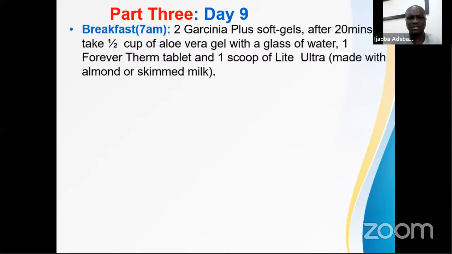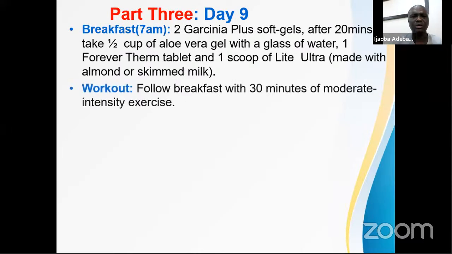Your breakfast, 7 a.m.: 2 Garcinia Plus, with your aloe vera gel after 20 minutes, with a glass of water, with Forever 10. Then 1 scoop of Lite Ultra made with almond or skimmed milk.